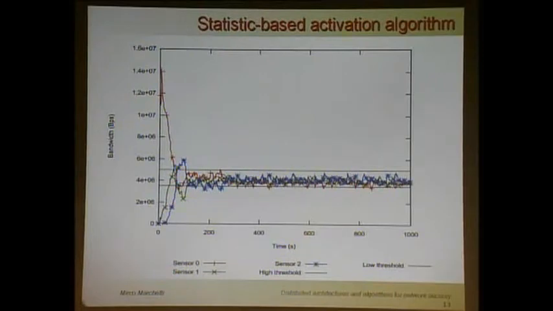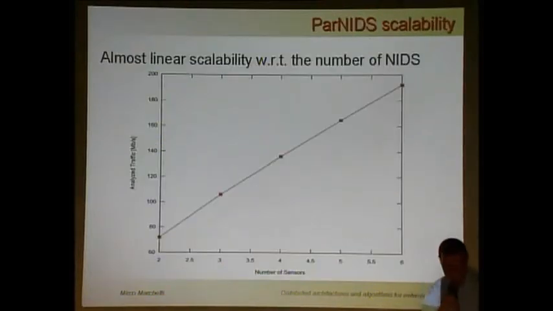This is the same experimental setup in which at the beginning of the experiment all the load is on a single sensor while the others are completely unloaded. As we can see, however, with this improved dynamic load balancing algorithm, the load is more evenly balanced among the sensors. Thanks to the good performance of this algorithm, we are able to achieve an important result that is good scalability of the overall ParNID architecture.